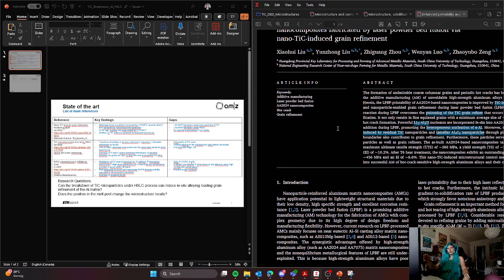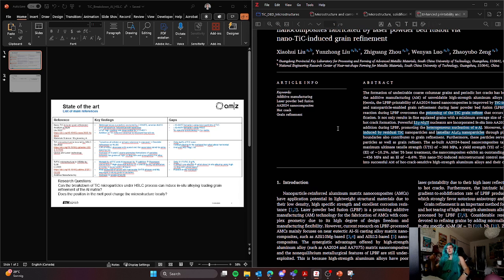I want to see if I can also form this seed of cubic aluminium 3 titanium using microparticles of titanium carbide, not nano. Also, I want to see if the high cooling rate of high-speed laser cladding, which is the technique I use, would also induce the creation of this aluminium 3 titanium, because the cooling rates are quite similar, so I should see the same thing happening.